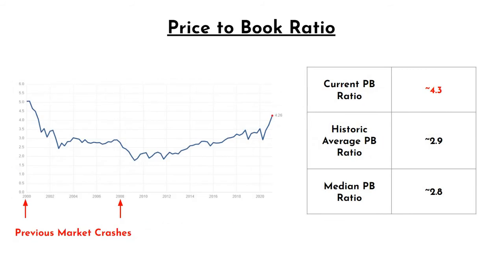Price to book is one of the most commonly used metric to gauge the valuation, and it gives a ratio of the total market capitalization of the stocks and net assets of all the companies on the stock market. Historically, the price to book ratio has averaged at about 2.9. However, currently the price to book ratio is 4.3, which is almost 50% higher than the average. The price to book ratio is higher than the 2008 and reaching the levels of the dot-com bubble.